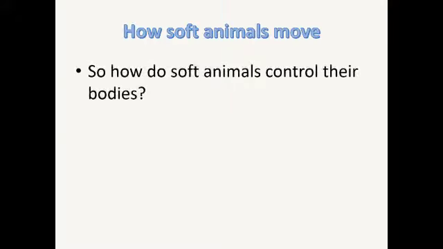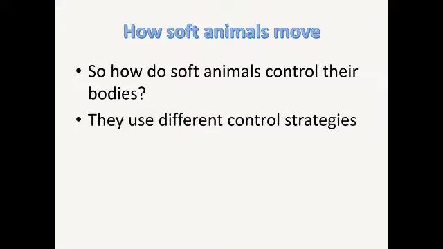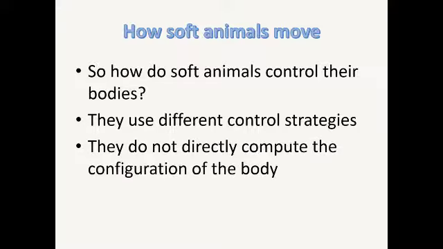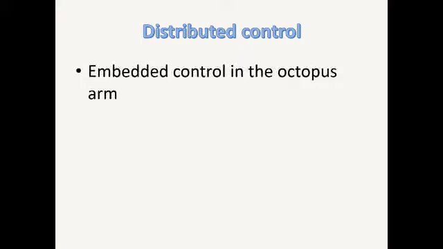So how do soft animals control their bodies? The answer is that they are using entirely different motor control strategies. They don't directly compute the configuration of the body. They have very unique motor control strategies that we find. One example comes from the octopus, where the control system is distributed throughout the body. Part of the control of the octopus arm is embedded inside the nervous system of the arm itself.